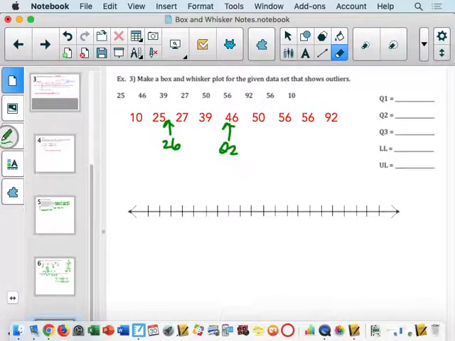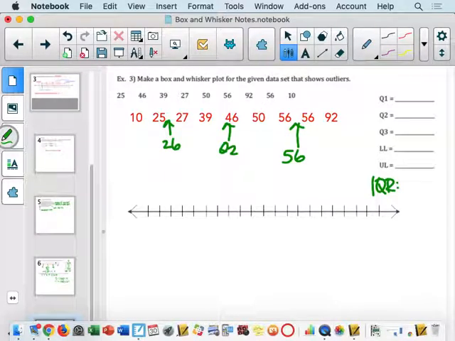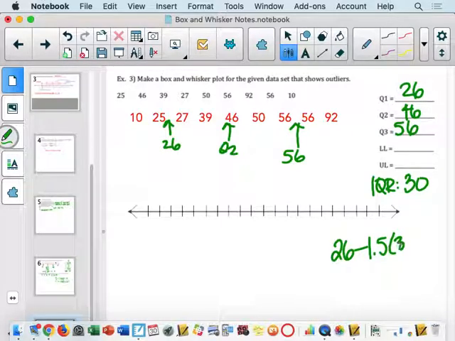My calibration must be slightly off. Okay. Now, we need our IQR. 56 minus 26. So my Q1 was 26, 46, 56. Lower limit is going to be 26 minus 1.5 times 30. Minus 45. So what's our lower limit? Negative 19.